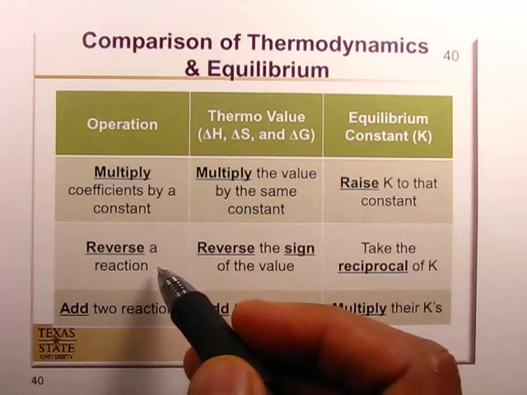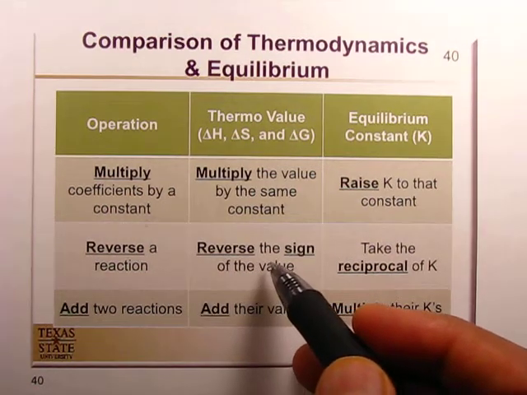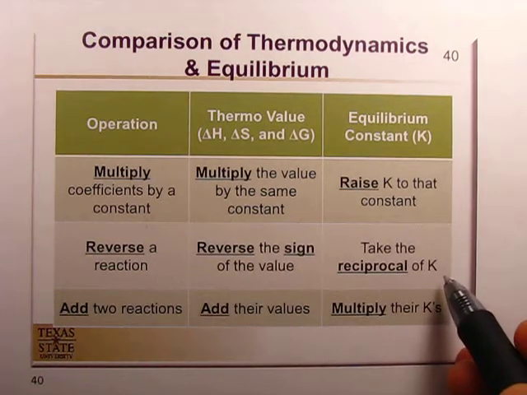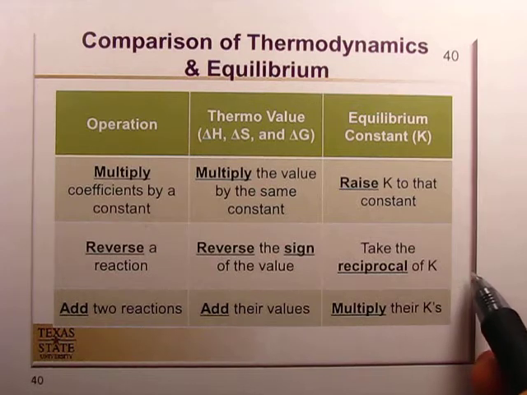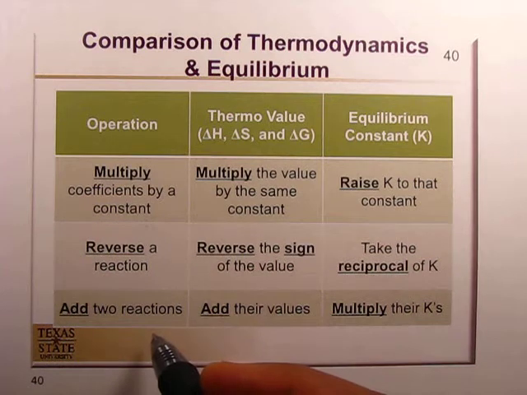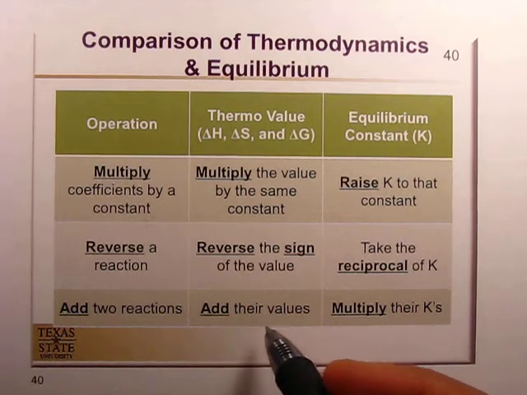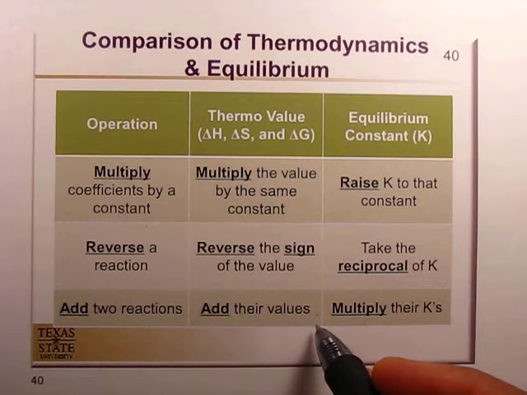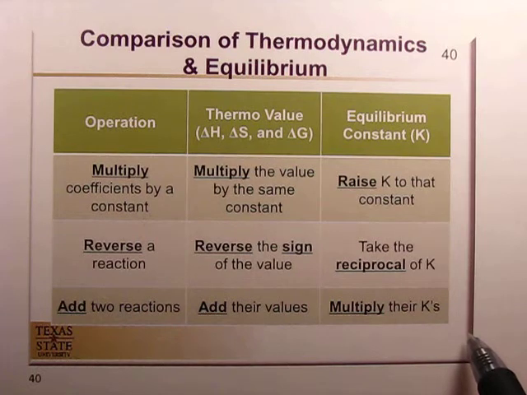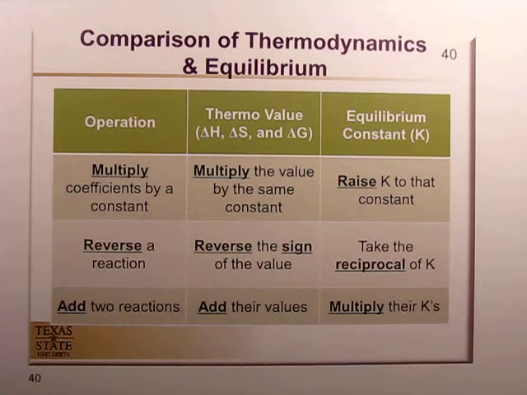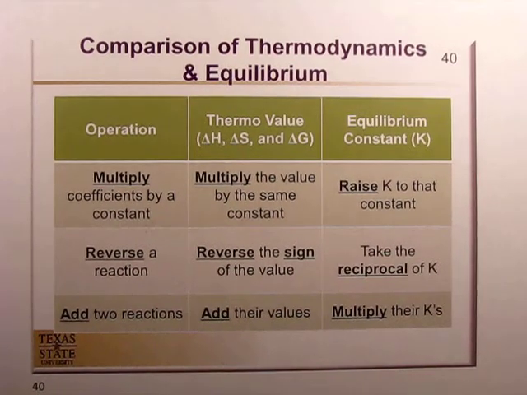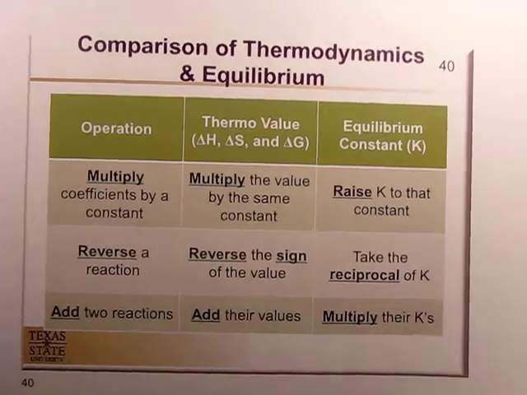And if we are reversing a reaction, we reverse the sign of the value in thermodynamics, but in the case of the equilibrium constant, we take the reciprocal of K. And if we are going to add two reactions together, we add the delta H, delta S, delta G values with their signs, but in the case of the equilibrium constant we multiply. So this is the simple rule we have to follow when we do any math calculation on the equation.